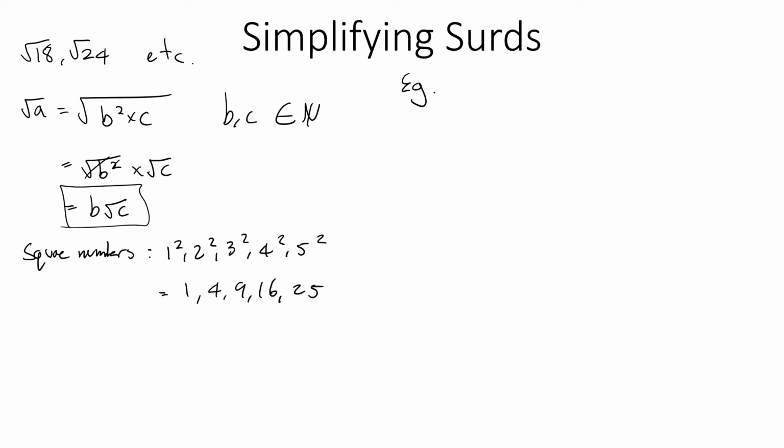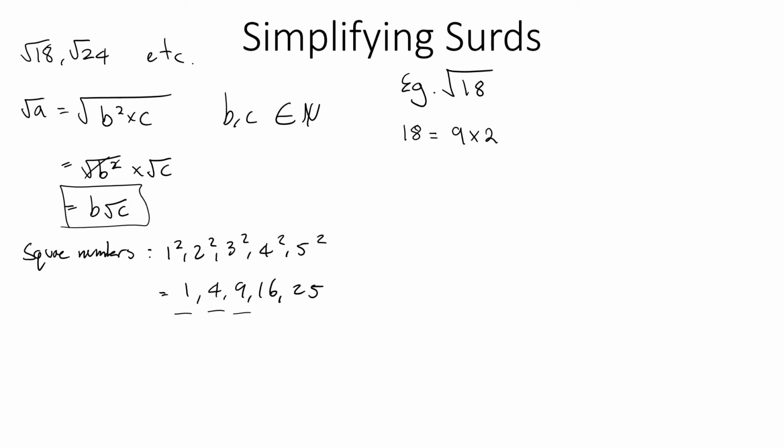So example, we want to simplify the square root of 18. Our first step is to express 18 as a product of a square number and some other natural number. So we'll just write 18 equals. Now you want to find a square number that is a factor of 18. So we'll go through the numbers. So 1. 1 is a factor, but we're not using 1. Let's get 4. 4 is not a factor of 18. And we see 9. 9 is a factor of 18. So we write 9 times 2, because 9 times 2 is 18.